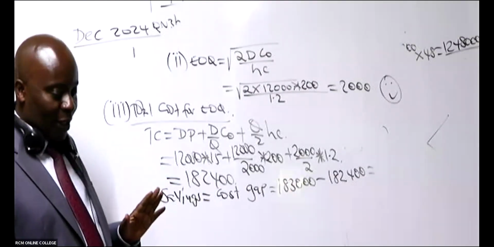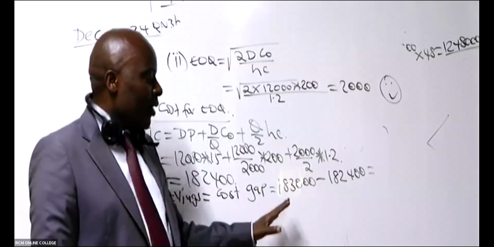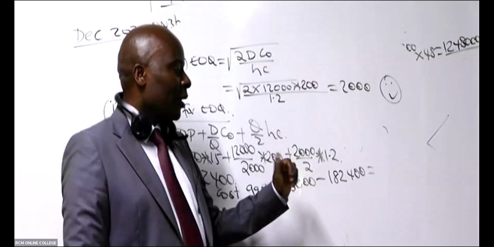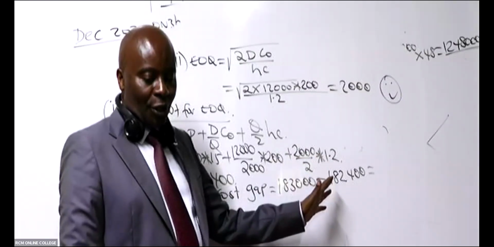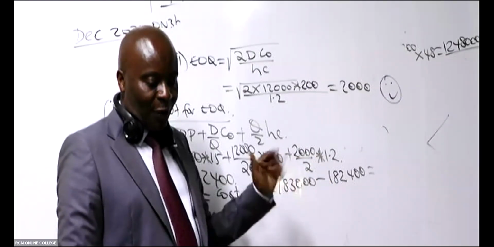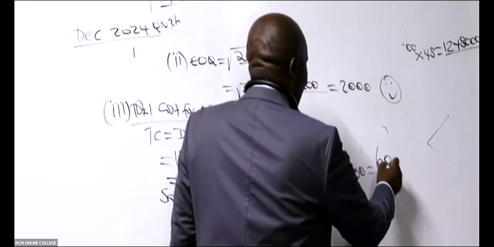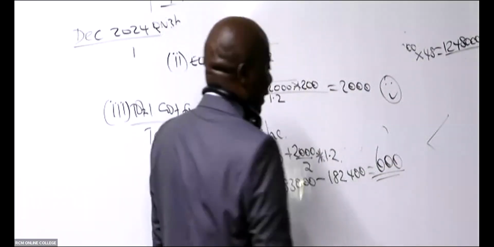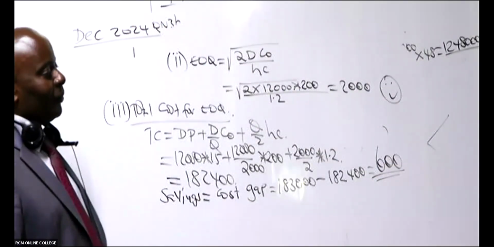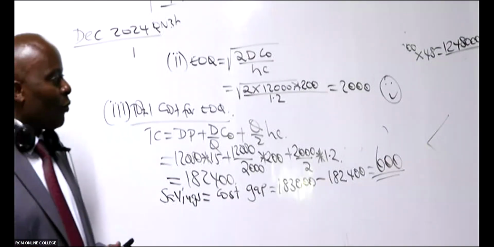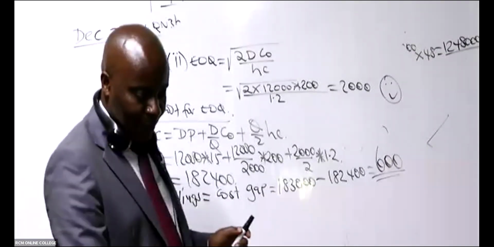It's like you guys are lost. Because remember the old model, the total cost was 183,000. The new model, the total cost is 182,400, isn't it? So the difference gives us what here? 600. Thank you very much. That is the cost saved, 600 like that. So have you been able, ladies and gentlemen, to follow the solution?